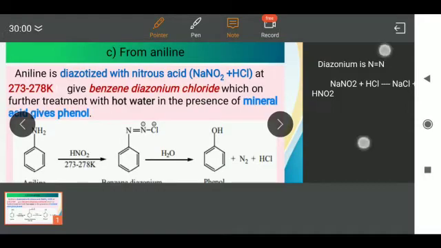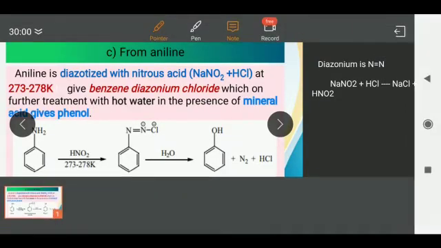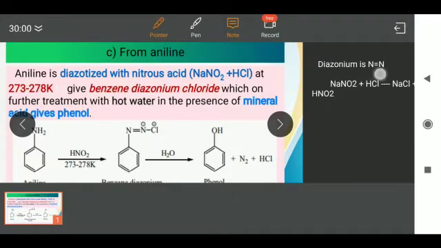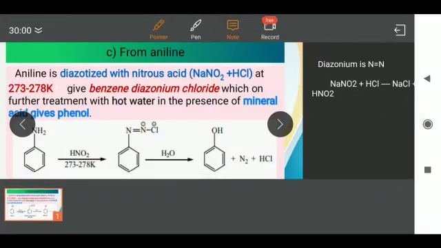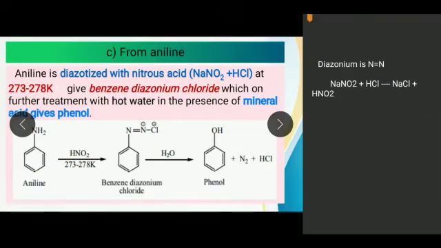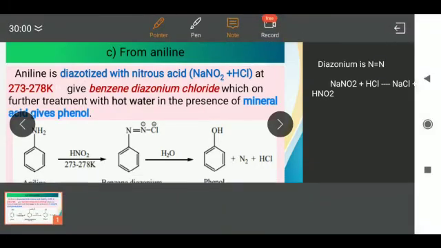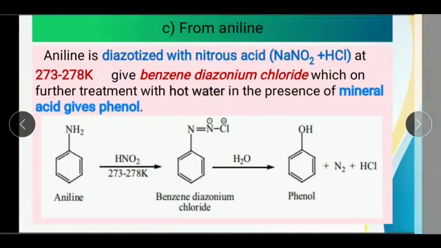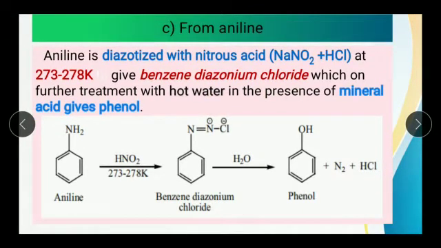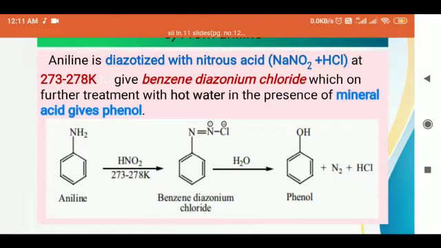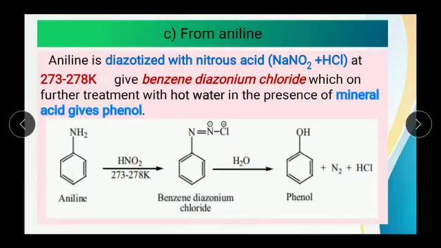How are we getting nitrous acid? From NaNO2 and HCl. This NaNO2, sodium nitrite, and hydrochloric acid react. It gives us nitrous acid, HNO2, and NaCl. On further treatment with hot water, this diazonium chloride gives phenol in the presence of mineral acid. Let us see the chemical reaction, how we are preparing phenol from aniline.